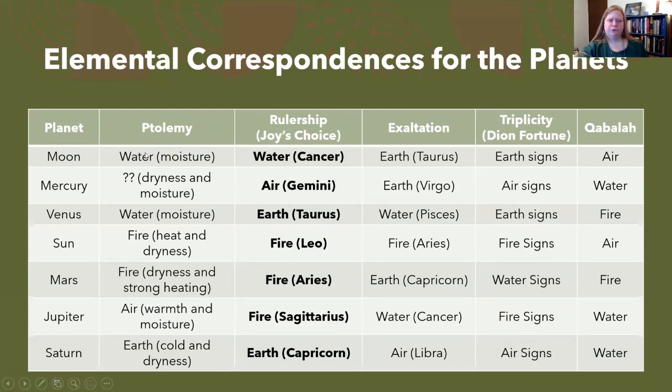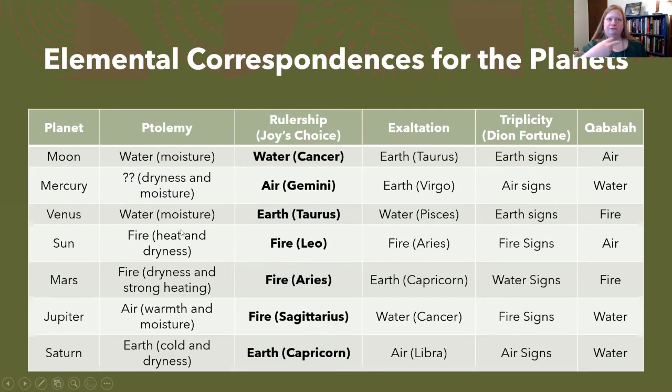Ptolemy talks about the moon as producing moisture, so we can give that to water. Mercury produces dryness and moisture in alteration. So which one is it? Not quite sure. A common keyword for air is adaptability. And so if something can produce both dryness and moisture, then it makes sense that it would be air, which is the most adaptable. However, it's not the word that Ptolemy uses, so I'm just going to put a question mark in.